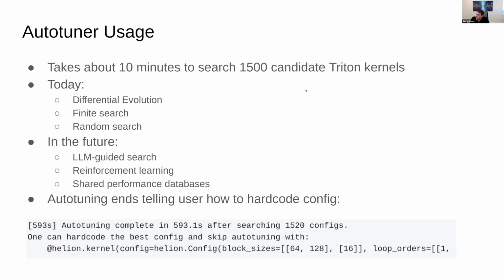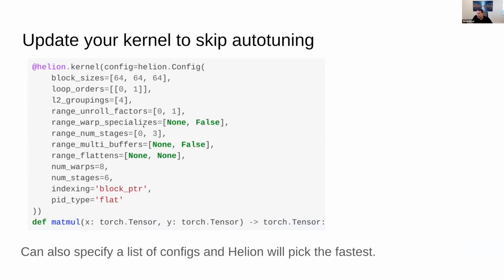And especially as the kernels written in Helion get more complicated, the size of the search space will grow, and using efficient auto tuning techniques is going to be increasingly important. And so at the end of auto tuning, Helion prints out this message, and I'm giving an example of it here. Basically, what it's asking the user to do is to copy the configuration found by the Autotuner into their source code. And so this is an example of it.